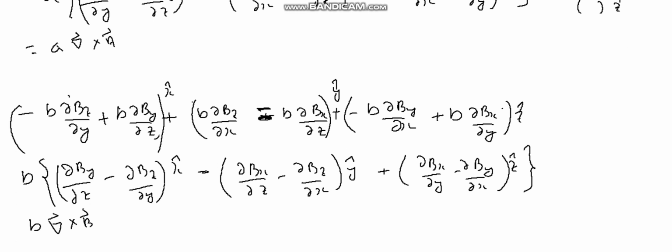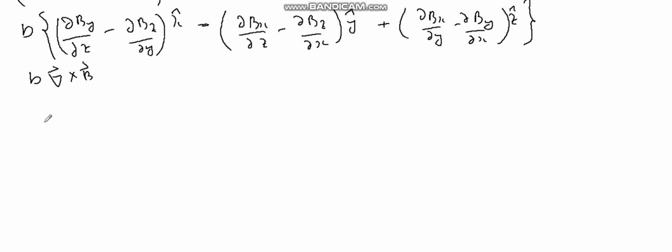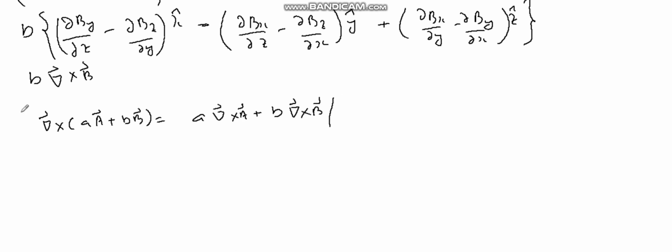And finally we can write that del cross (a A plus b B) is going to equal a times del cross A plus b times del cross B. So this is the linearity property of curl. Okay, in the next bonus video I am going to prove the product rules. Okay, so we have learned the different product rules. I am trying to prove these rules.